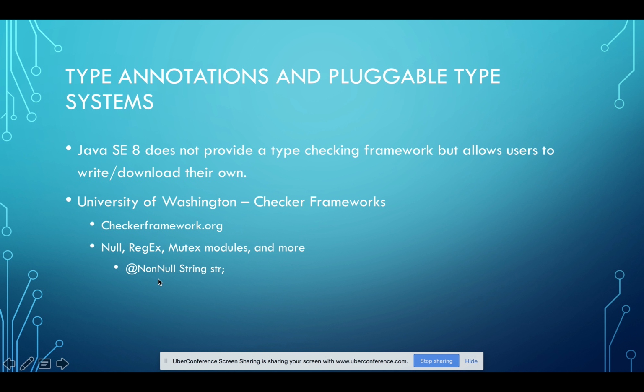Java doesn't provide any right now, but there's a few out there that you can download and install the plugins for on your own. University of Washington's Checker Framework is kind of a big one. It provides null checks, regex checks, and mutex modules plus other ones. And kind of how those are declared is this way, with the @ whatever your annotation is, and then your actual declaring of the variable. That's it on annotations.